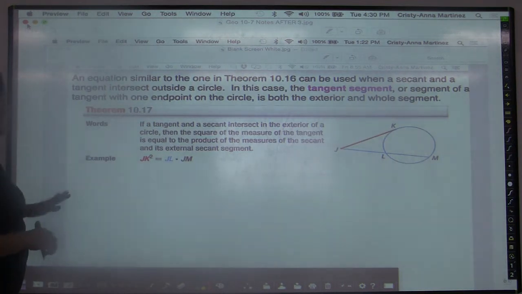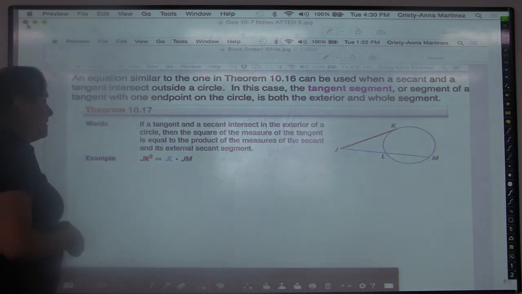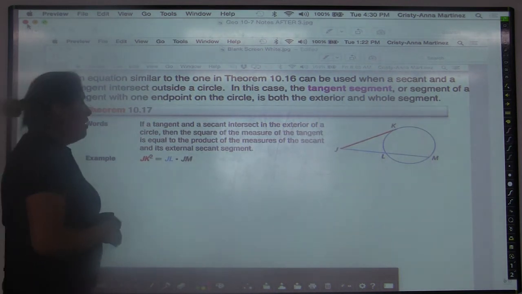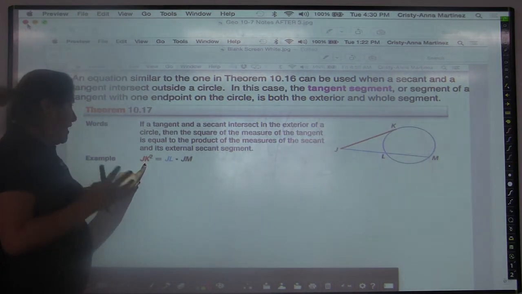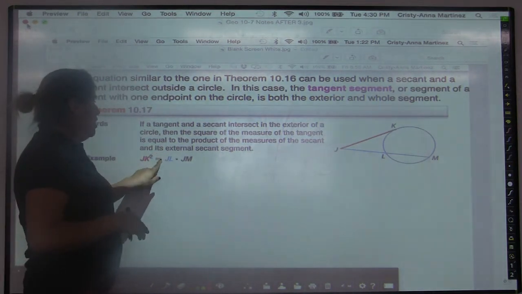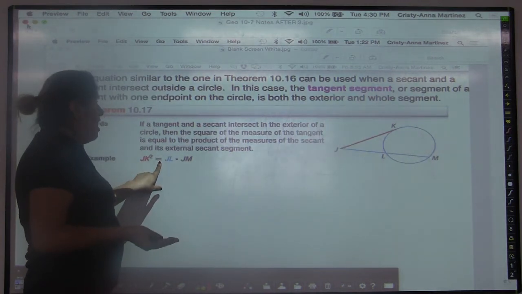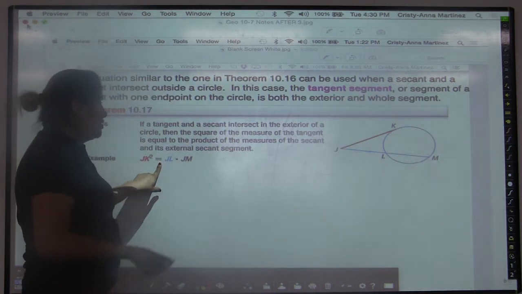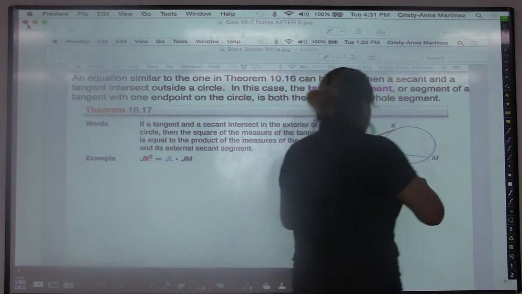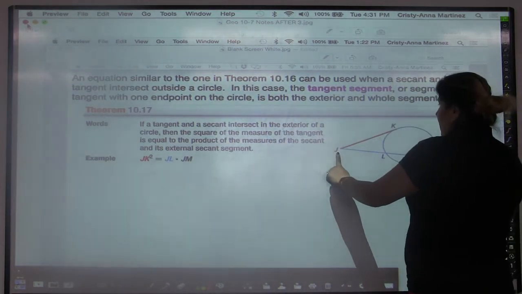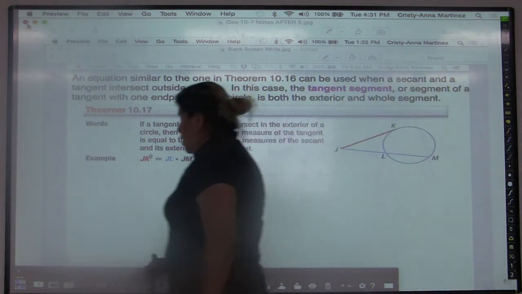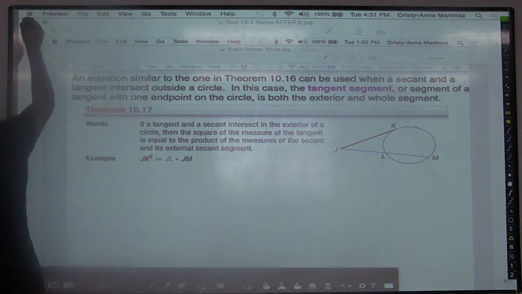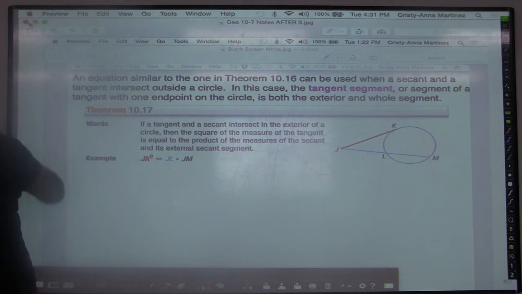All right, so the theorem says, if a tangent and a secant intersect in the exterior of a circle, then the square of the measure of the tangent, so that's the Jk part, Jk squared, is equal to the product of the measures of the secant and its external secant segment. So the secant again being Jm and the external portion being Jl. So that's why you have this little formula here. So we're going to use that in our last example here, example 4.